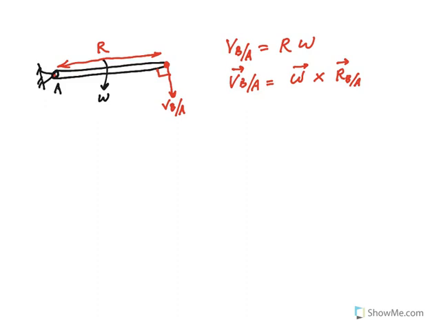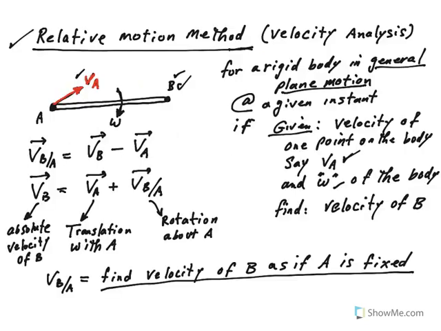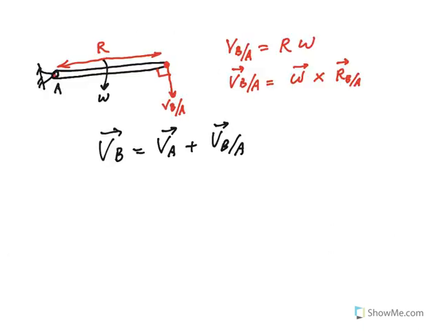Okay, so basically once you find this VB slash A, then you can go ahead and say, okay, look, what is velocity of B? Velocity of B was velocity of A plus VB slash A, right? So velocity of A, look, velocity of A is like that. So this is velocity of A. I should have had this in a different color so we can color code it. So this is the rotation part of the motion, VB slash A, velocity of B as if A was what? Fixed.